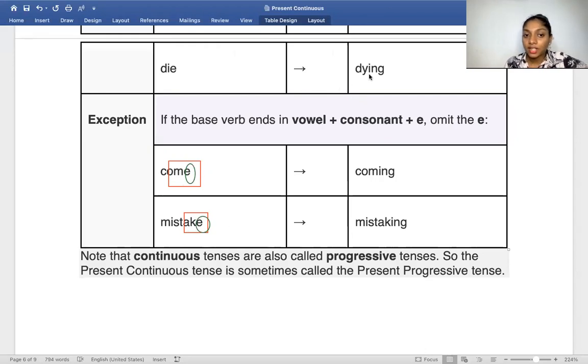So then what should we do? We have to remove the E and then add ing. Can you see here? Coming, mistaking. So please know how to change them.